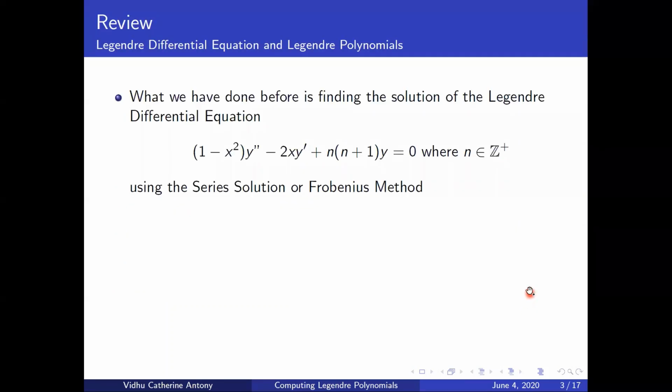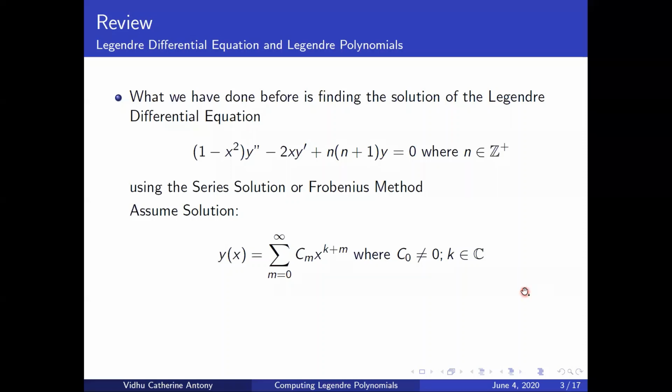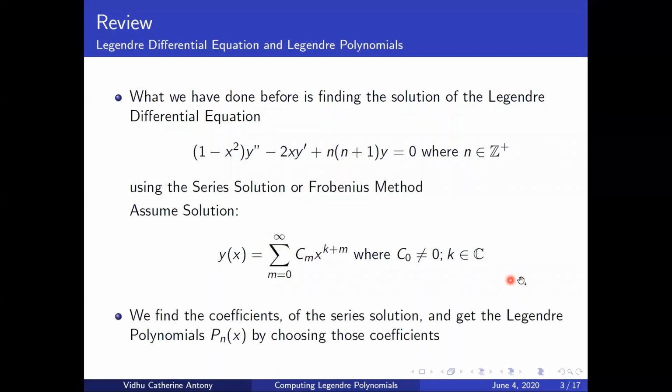Okay, so first, what we looked at in the first semester was we found the solutions of the Legendre differential equation. So (1 minus x squared) y double prime minus 2x y prime plus n into (n plus 1) into y is equal to 0. That's your Legendre differential equation. We did this using a series solution, or the Frobenius method. Now, the series solution was assumed to be like this. So what we did was we found out the coefficients, the values of Cm, and then we used those values and found out what the polynomials, or the solutions of the differential equation, were.